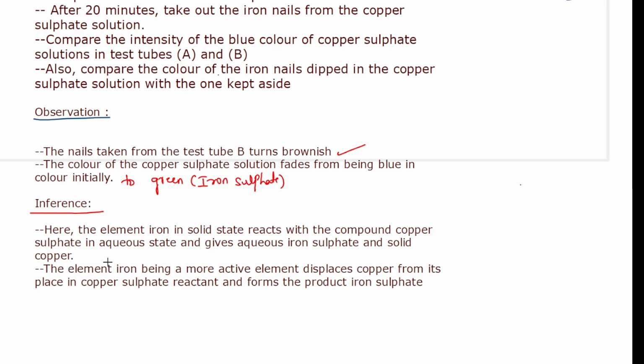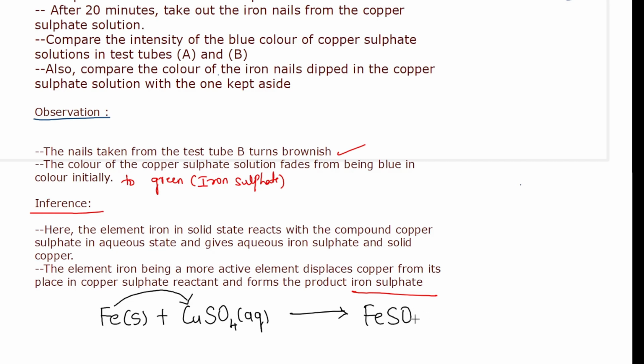So, the conclusion that we can draw from this activity is the element iron, being more reactive, displaces copper from its place in copper sulfate reactant and forms the product iron sulfate. So, let us write the reaction here. We have taken iron, which is in solid state, reacts with copper sulfate solution, which is blue in color, to form iron sulfate. This iron has displaced copper from its compound, that is copper sulfate, to form iron sulfate. And copper is deposited on the iron nail.